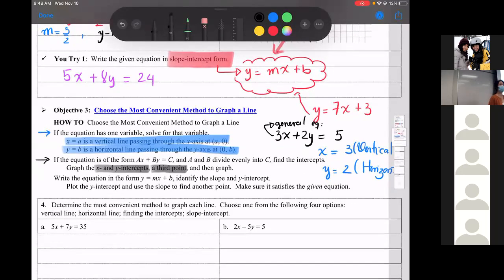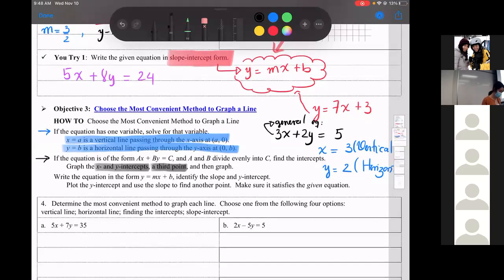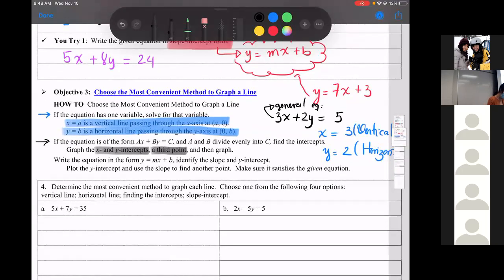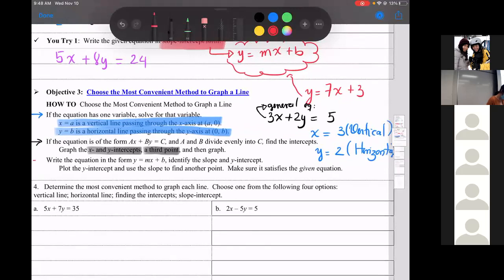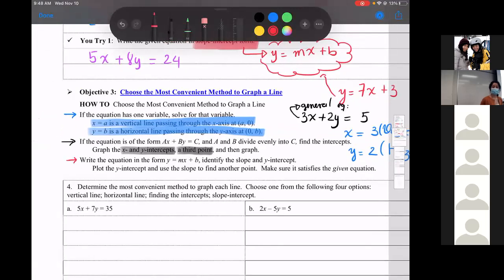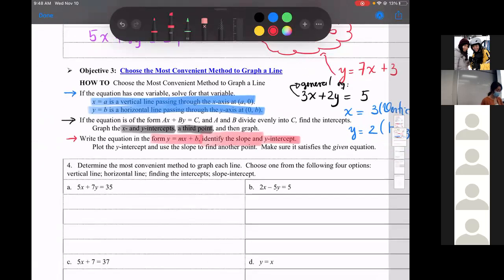Do you guys remember the last drill that I gave out to you? Last Monday, I asked you to do what? The x-intercept and y-intercept, right? To graph. So when you see the general form, you use the x-intercept and y-intercept. If you see the slope-intercept form, just like we did earlier, we identify the slope and then the y-intercept. All right, so those are the theory.